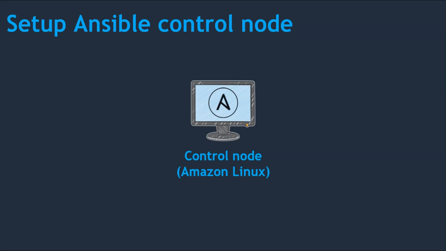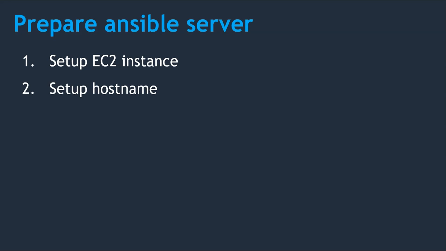Hello folks, welcome back. In this lecture we are going to prepare our system to install Ansible. Before installing, first we need to launch an EC2 instance, then set up hostname. It is optional, but for better understanding while changing the screens, it is useful.